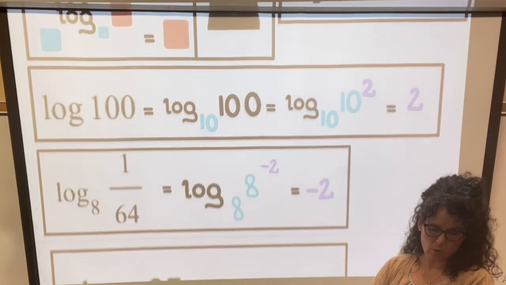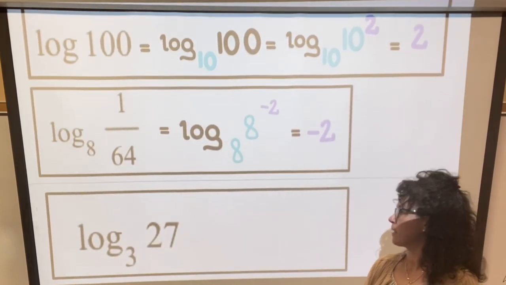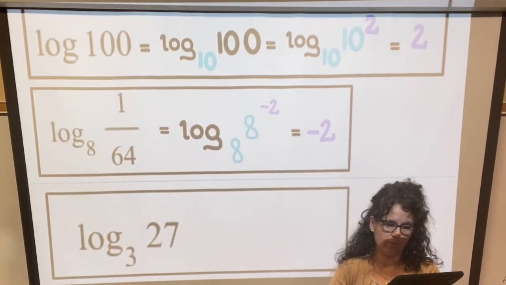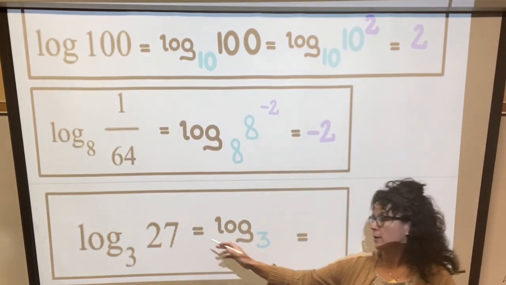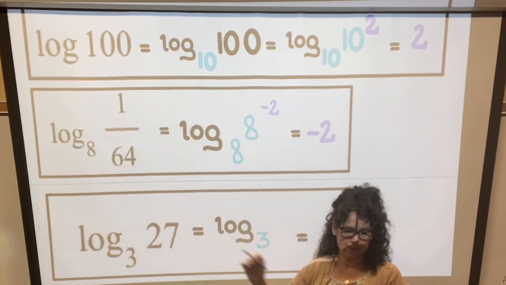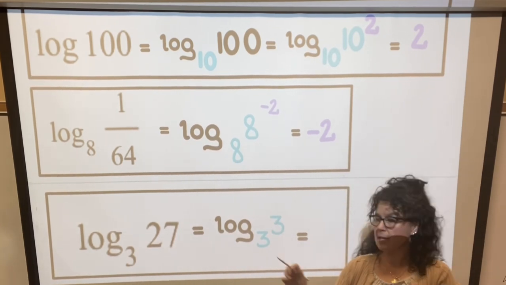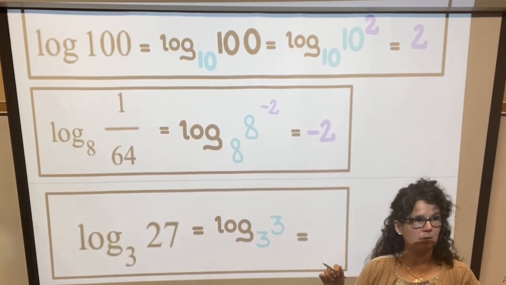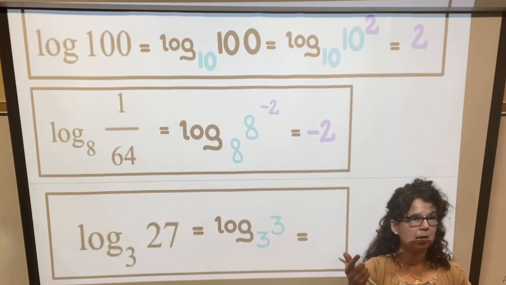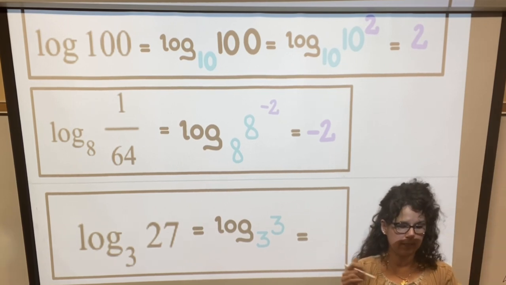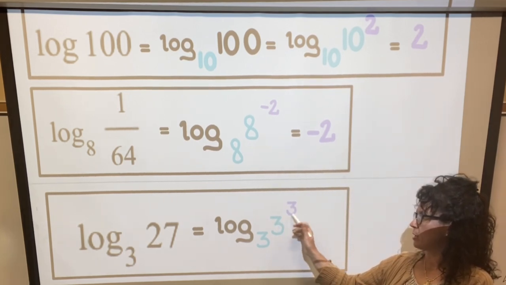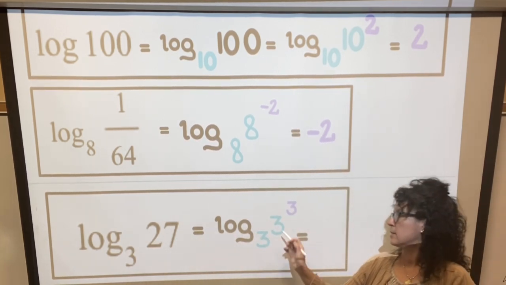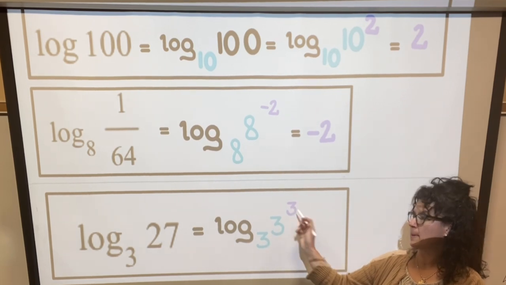Okay, so one more. I'm going to have to stick with base 3. So how can I rewrite 27 as 3 to some power? Well, 3 times 3 is 9, and 9 times 3 is 27. So that's 3 to the third. So having 3 to the third is 27. Those match, so that's my answer.